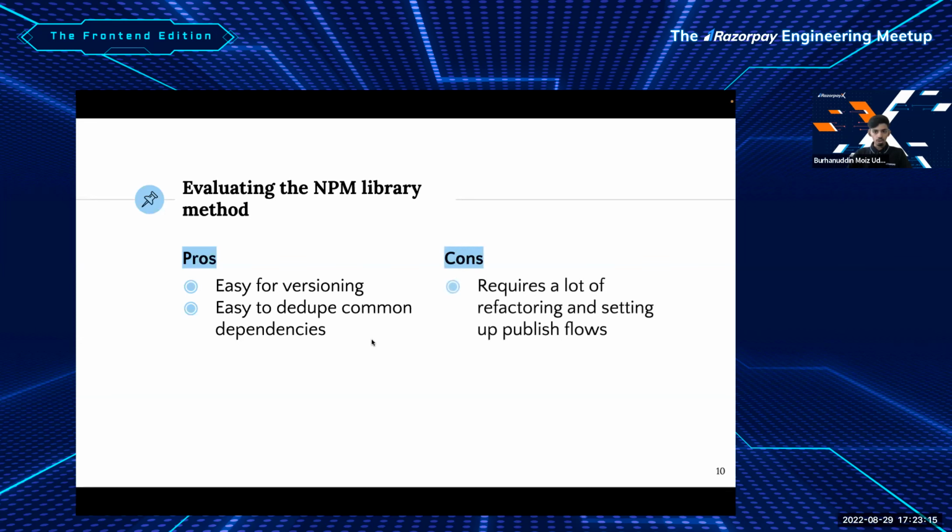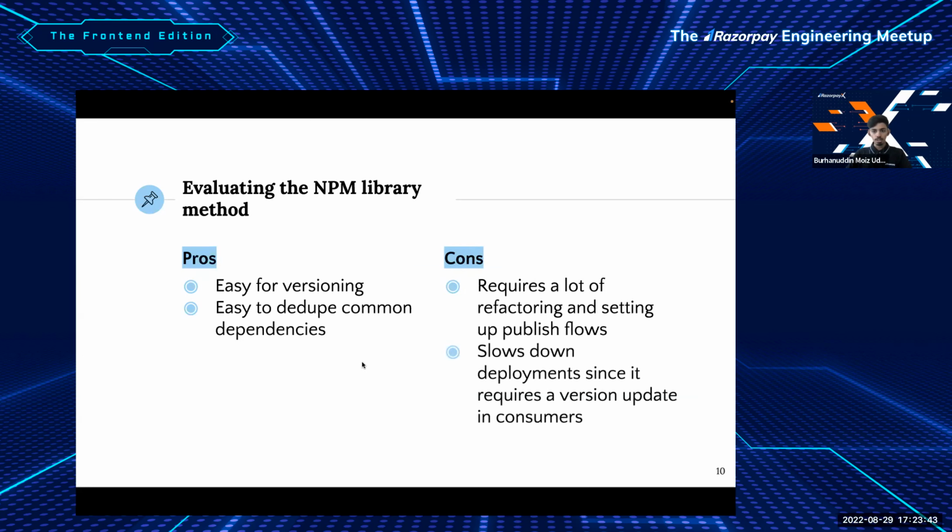But there were obviously cons. A lot of refactoring would be required, since you'd have to set up publish flows to publish to npm. On top of that, you would have to set up your own npm registry, which would be private to your own organization. For that, you would have to set up something like Verdaccio, or use GitHub packages, or whatever would work for you. So for each app that you created, you would have to set up the publish flow.